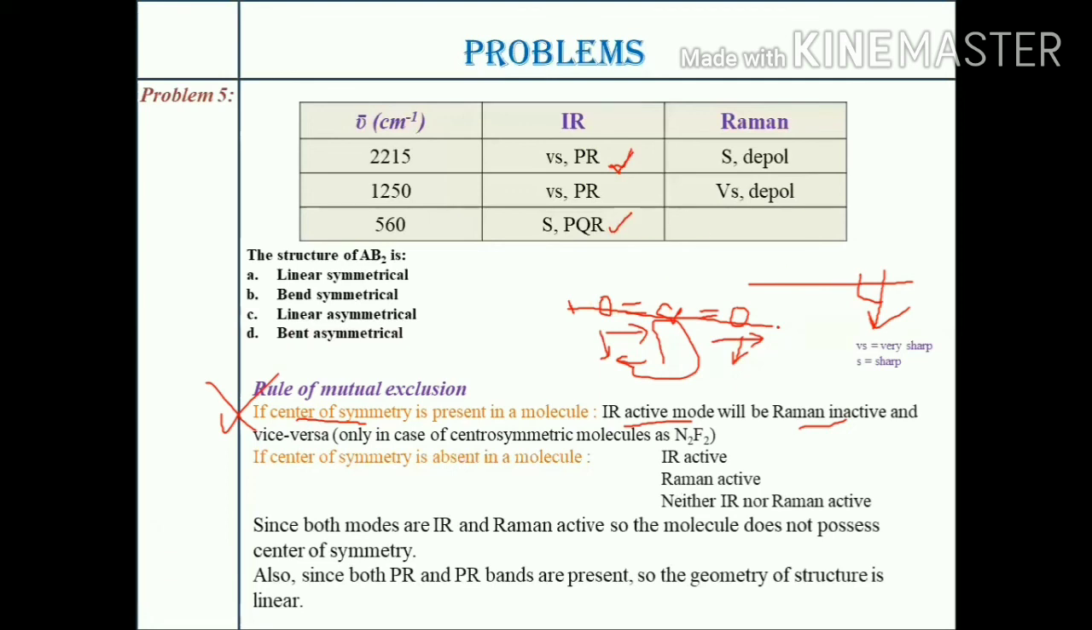Okay, so we just need to learn two things over here: whenever the mode of vibration is parallel to the axis of symmetry, it is the PR band which is present, and whenever the mode of vibration is perpendicular to the axis of symmetry, it is the PQR band, or PQR branch, which is present.